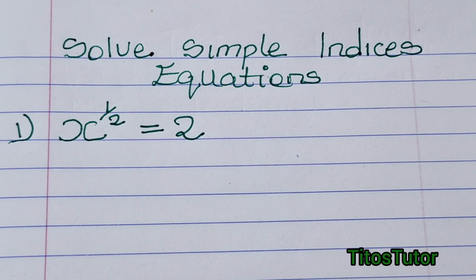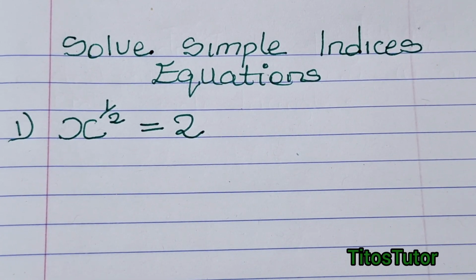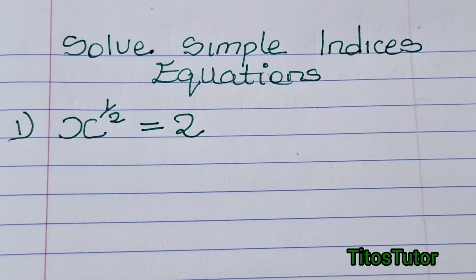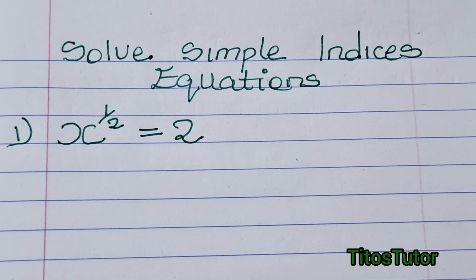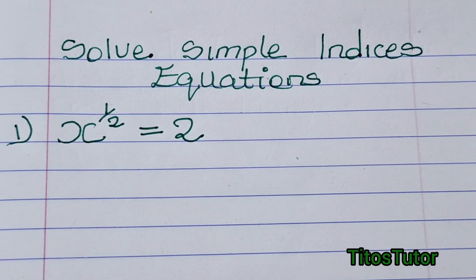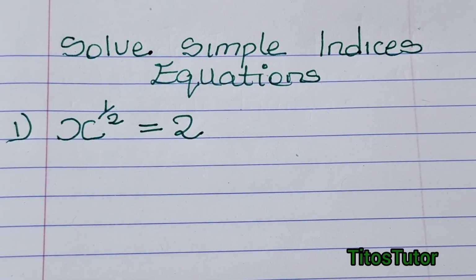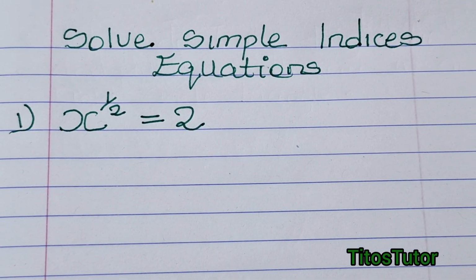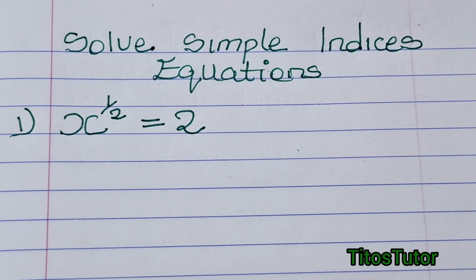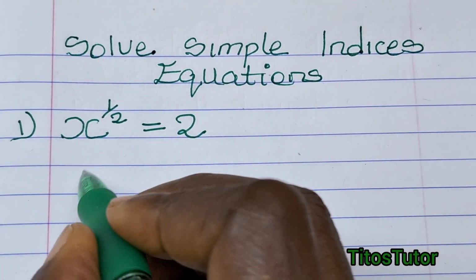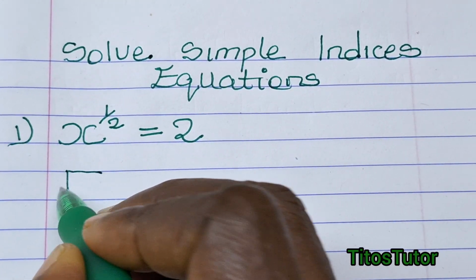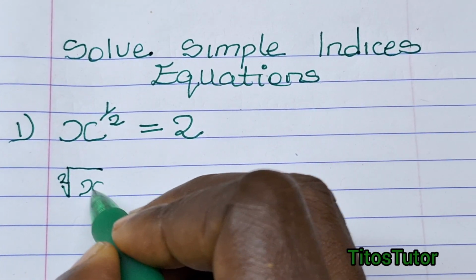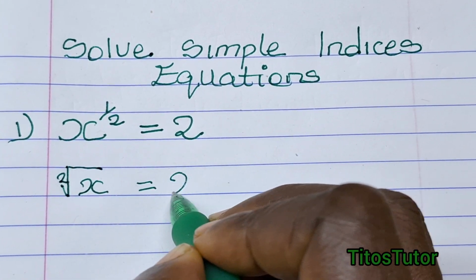In today's video, we're going to be solving some simple indices equations. And the first one for today is x raised to the power of half equals 2. Remember our laws of fractional indices. The denominator is 2, so I'm going to have the square root of x is equal to 2.